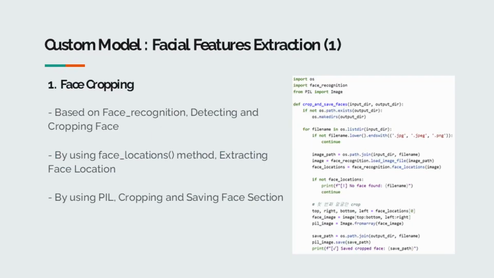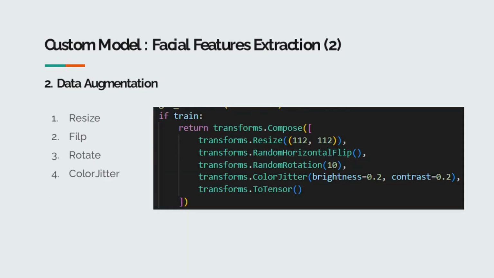We used the face recognition library to detect faces with HOG or CNN-based detectors. Using face locations, we extract the face coordinates and crop the images with PIL. This removes background, helping the model focus on facial features. Then we applied data augmentation, resizing, flipping, rotation, and brightness contrast adjustments to reduce overfitting due to insufficient training data. These augmentations were applied only to the training data, not to the validation or test sets.